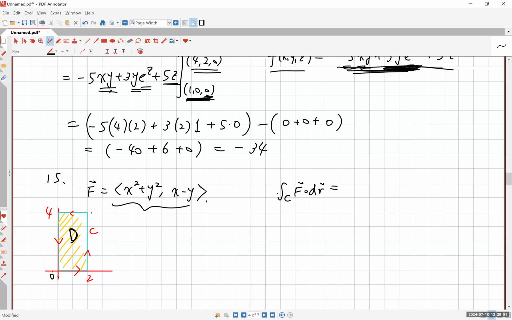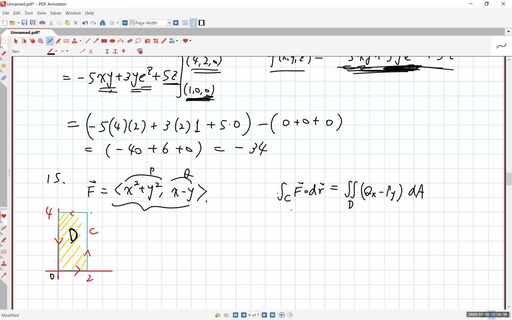The vector field is given, and you have to find the work done by F along C. And what Green's theorem says is that this is equal to the double integral of Qx minus Py. These are the partials of these, right? This is P and this is Q. And you are to integrate it inside D.